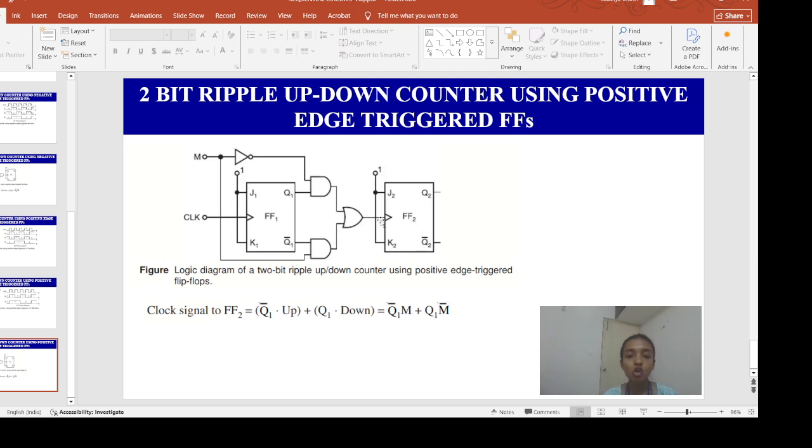So what will be the clock signal to my second flip-flop? It is Q1 bar into up counter, that means Q1 bar into M, plus Q1 into down, meaning M bar. So Q1 bar M plus Q1 M bar.